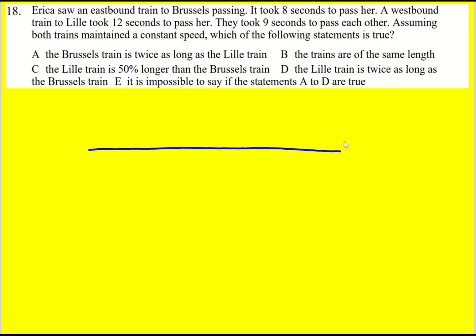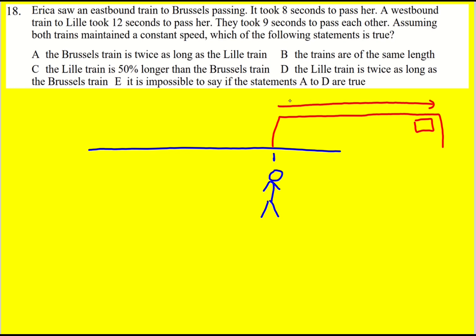Erica saw an eastbound train to Brussels passing. It took 8 seconds to pass her. So if I put her there, and then the train here, the clock would start just as the front of the train gets to her, and then it would continue until the very back has passed her.